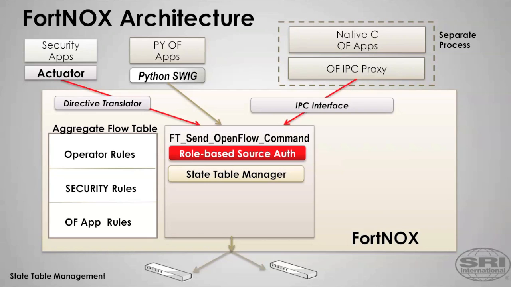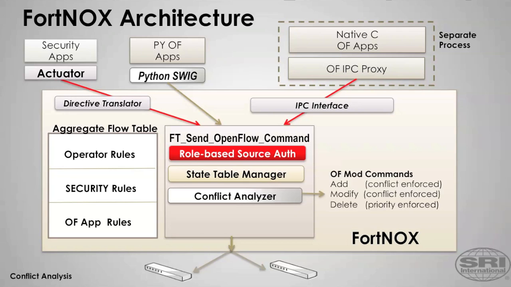The State Table Manager tracks the disposition and status of all flow rules active in the network, which it maintains within a local aggregate flow table. Here we depict the notion that this aggregate flow table tracks the role authorizations associated with each role, which it maps internally to flow rule priorities.